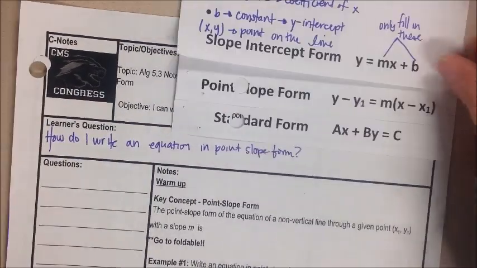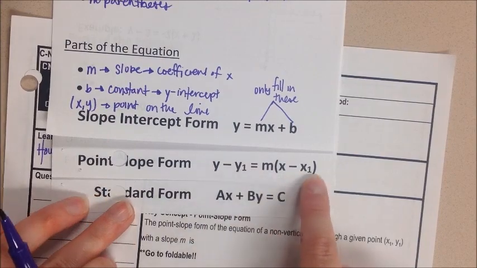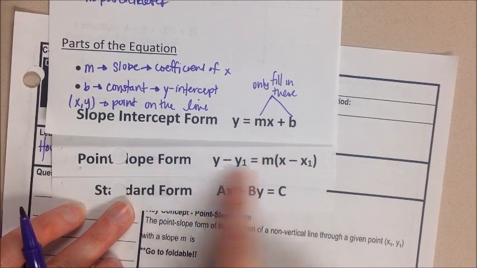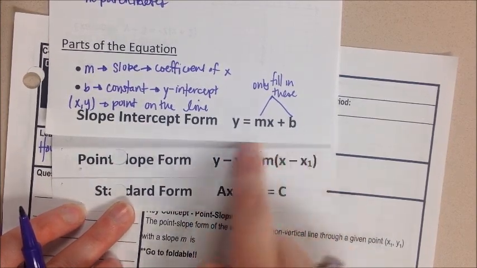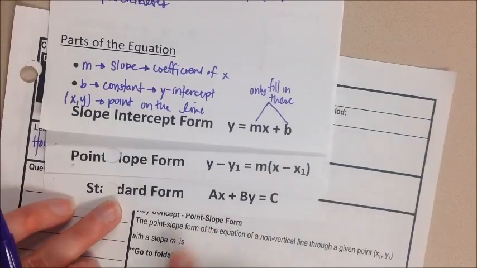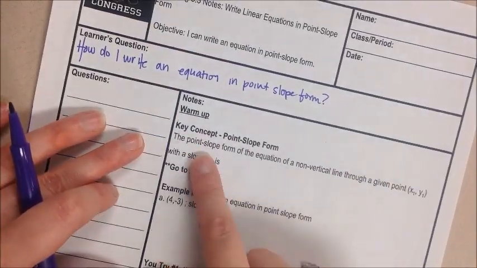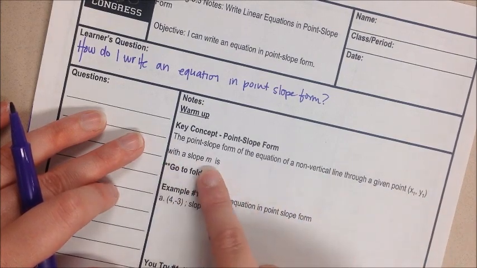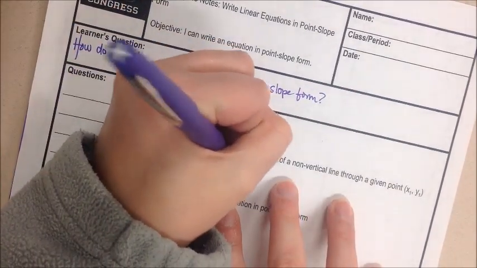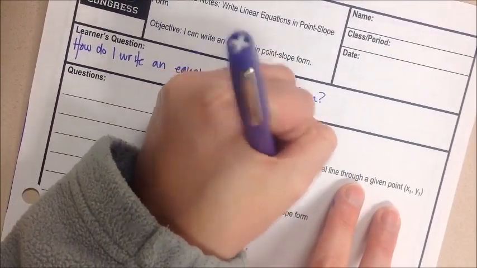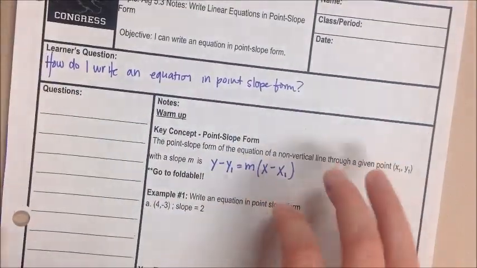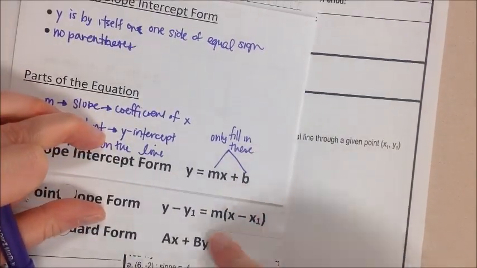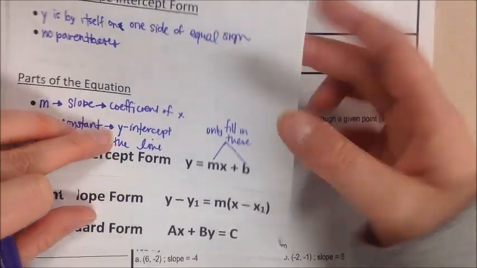Point-slope form is this right here. Your paper may have a hole in it, so if there's a piece missing, make sure you write it in. But we're also going to write it on our notes right here. The point-slope form of the equation of a non-vertical line through the given point (x1, y1) with a slope m is y minus y1 equals m times (x minus x1). On your test, I'm going to give you these three forms, but I'm not going to tell you which one is which. So you need to know that that's point-slope form.